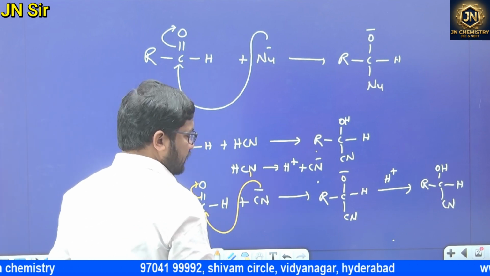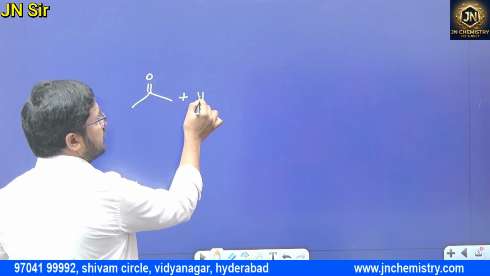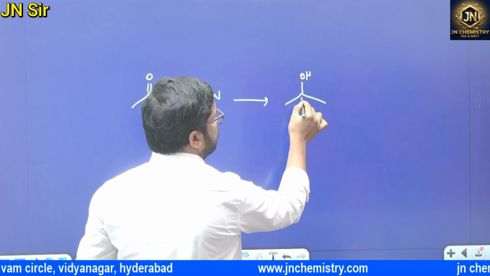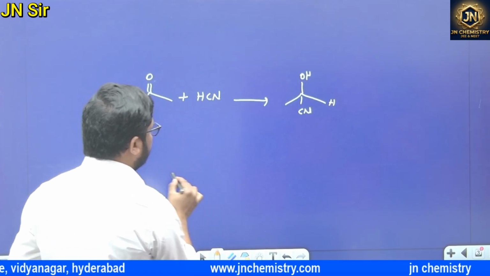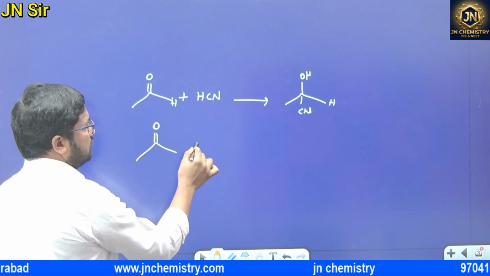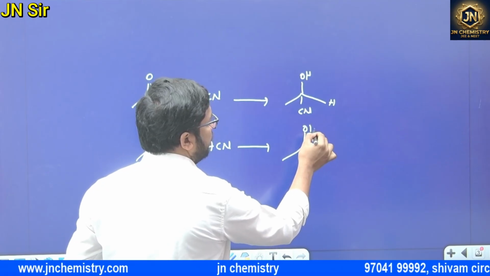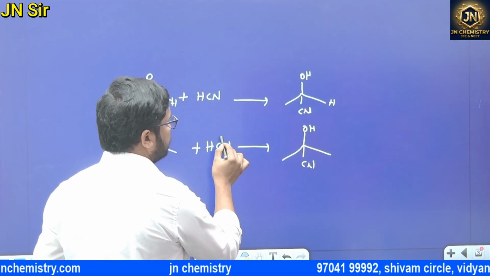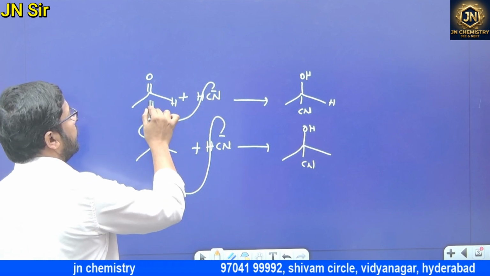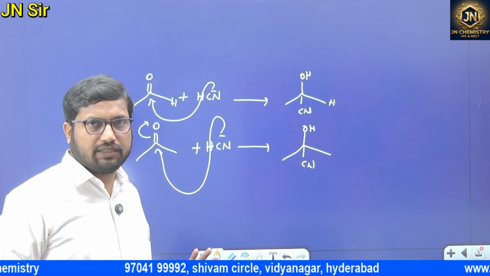I'll give you a couple of examples. Either aldehyde or ketone, whatever it may be, with HCN. What exactly will we get? OH, CN, hydrogen. Even if you take a ketone, it is the same nucleophilic addition reaction. What exactly happens? CN minus comes and attacks over here. So here also CN minus comes and attacks. This is a nucleophilic addition reaction. First, we need to understand this.